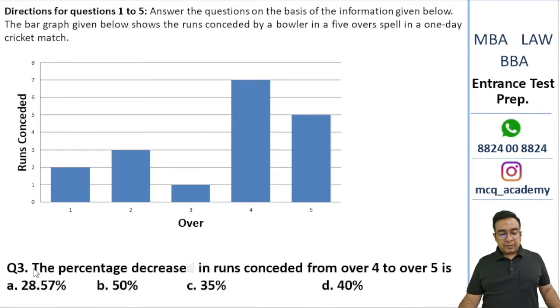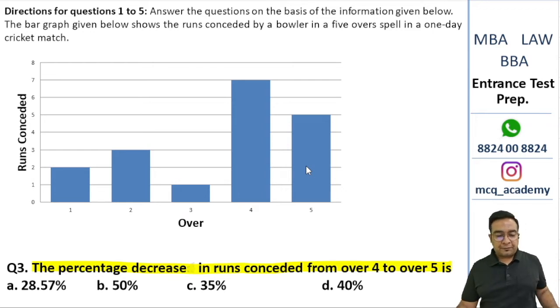Question number 3. The percentage decrease in the runs conceded from overs 4 to over 5 is. So here we need to calculate the percentage change in the number of runs conceded from over 4 to over 5. So in over 4 he conceded a total of 7 runs. In over 5 he conceded a total of 5 runs. So there's a change of 2 over the initial value of 7 multiplied by 100. So this value will become equal to 28.57%.